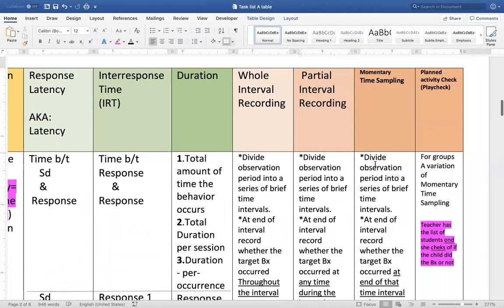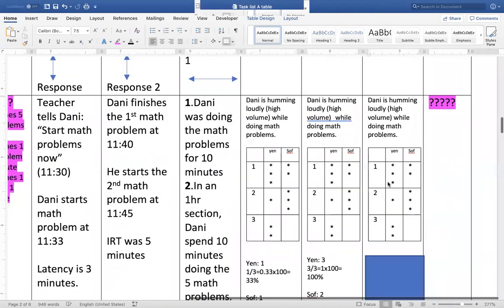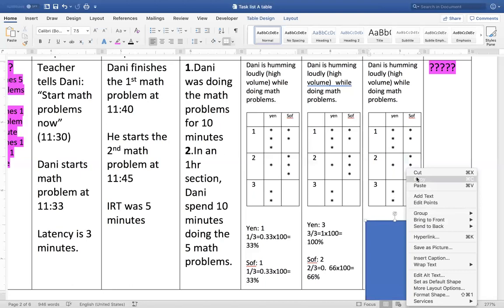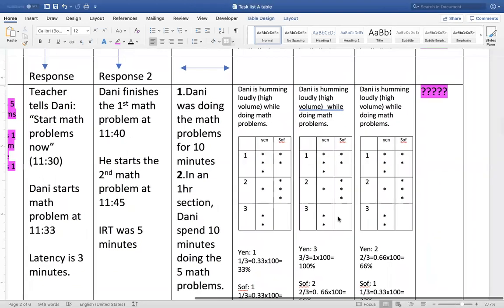Okay, now we're going to do momentary time sampling. It's the same one, and we're going to do Jenny first, and then Sophie. Jenny is two out of three. Good. And Sophie is one out of three. And we're going to multiply it by 100. Same thing, 100.